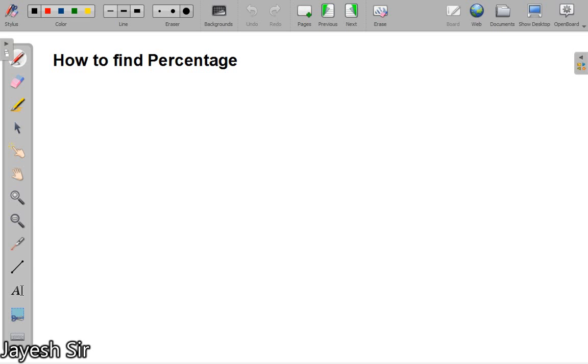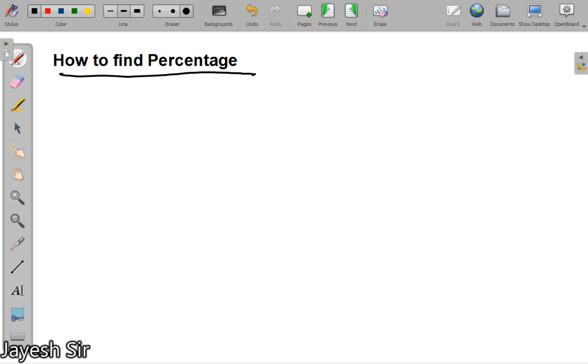Now the name of this chapter is percentage and its application. So first of all, what is percentage and how to find out percentage? Before learning about how to find percentage, let us first learn about what is percentage. Percentage is a measuring factor. It is a factor of comparison of different things. Let me take an example that you can understand.